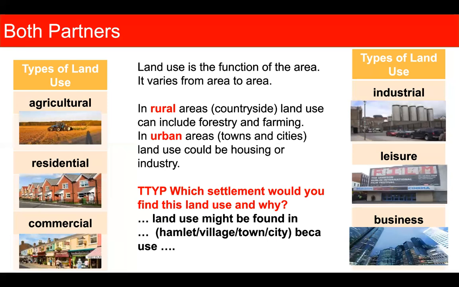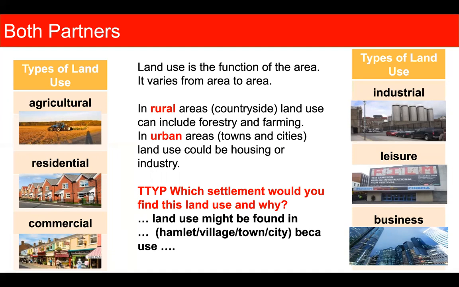Okay, so let's go through the answers. So agricultural, you would find generally in a hamlet or a village where there's not many people living, but there's lots of wide open spaces. Okay. Residential you would find in most places. You'd find them in cities, towns, villages, and hamlets. But obviously, you'd find more probably in towns and villages.